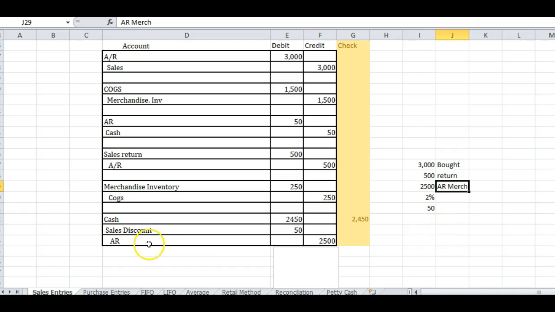You know that you're going to remove 2,500 out of accounts receivable. You know the discount is $50. That means they're going to pay $2,450 in cash, which is the $2,500 minus the 50, which gives you $2,450. Okay, so that's the sales side.